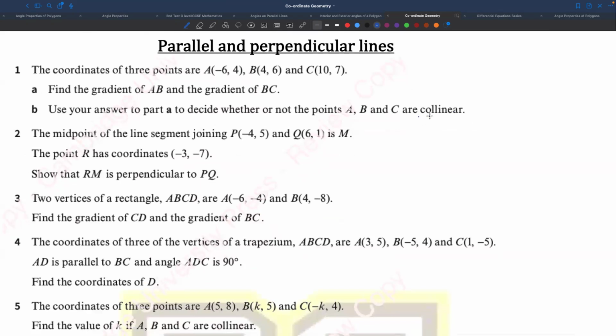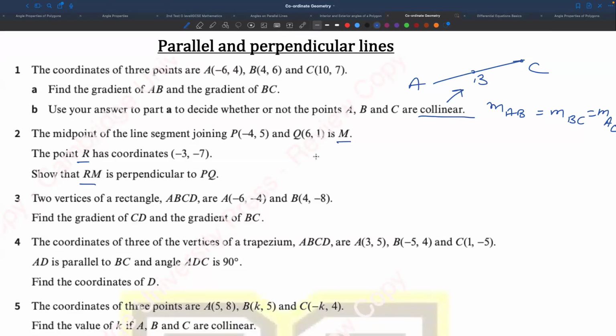Look. What do you mean by collinear? Same line. So it means that the gradient of AB and BC will be same. So I will not do it any further. Let's stop over here. Or gradient of AC, whatever you want to take. The midpoint of the line segment P and Q is M. The R has coordinates this, so that RM is perpendicular to PQ.